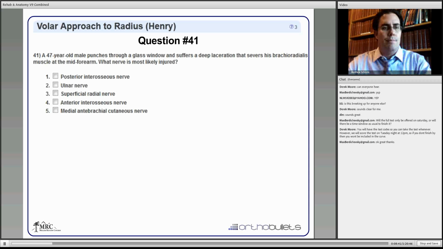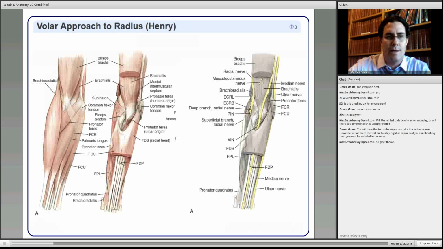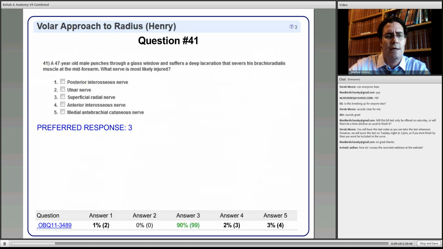A 47-year-old male punches through a glass window and suffers a deep laceration that severs his brachioradialis muscle at the mid-forearm. What nerve is most likely to be injured? And so this, again, is knowing some of your surface and functional anatomy. We know that in the mid-forearm, directly under the brachioradialis is going to be your radial nerve, specifically your superficial branch of the radial nerve. Whenever we do surgical approaches where we have to retract on that brachioradialis, we know that the SBRN is at risk for having a palsy afterwards. So when we look at this question, the only answer that makes sense is the superficial branch of the radial nerve, which everyone was able to answer correctly.